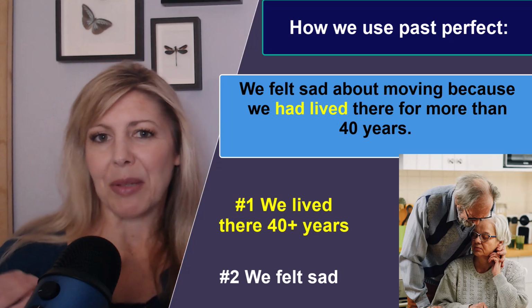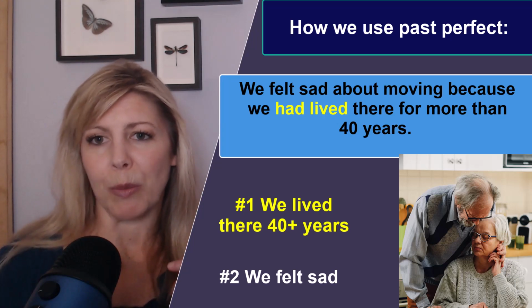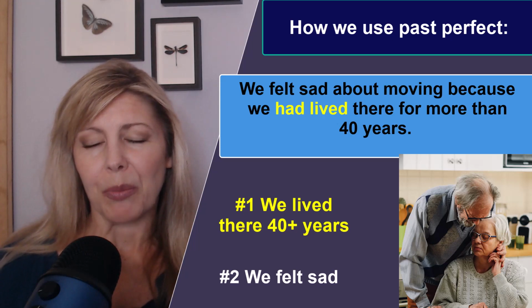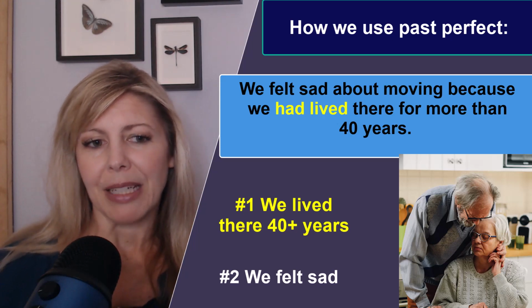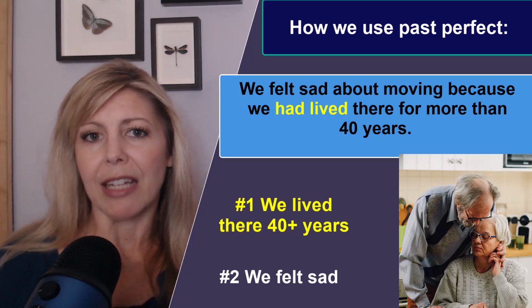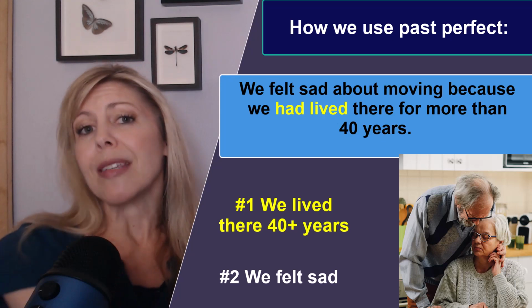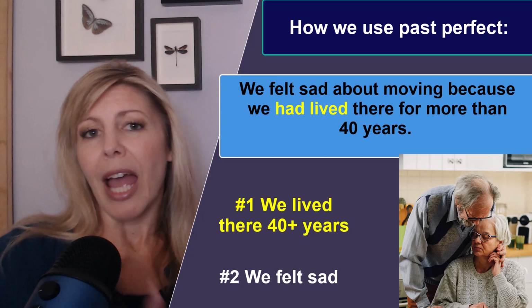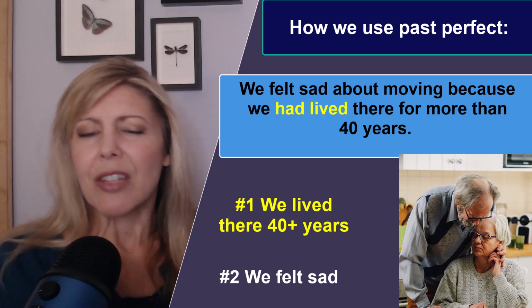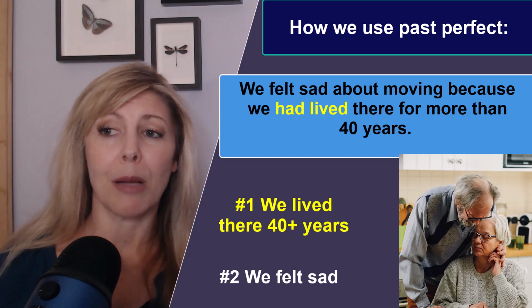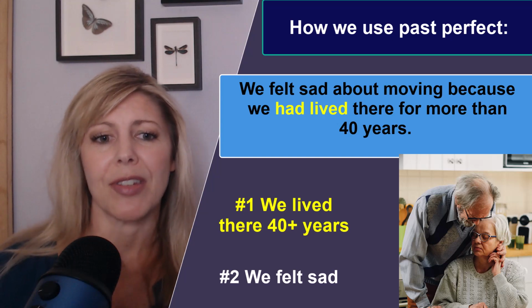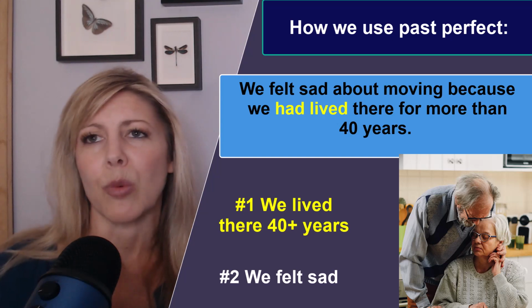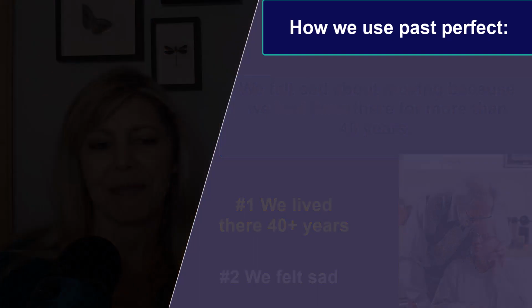So, sometimes the events in the sentences will be switched, but the grammar stays the same. We want to say this: we felt sad, and here's the reason. Well, the reason came first, obviously. So we have to say, we had lived there. Those things are already in the past, but I'll probably say, yeah, I felt really sad. I felt sad about moving because we had lived there for so long.